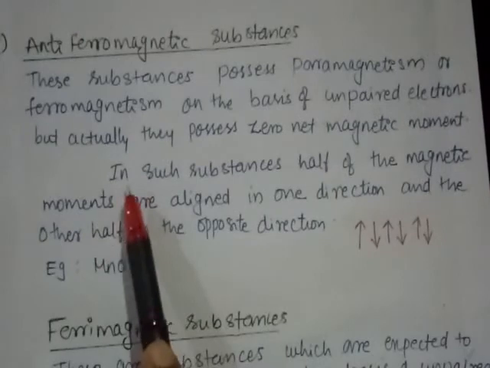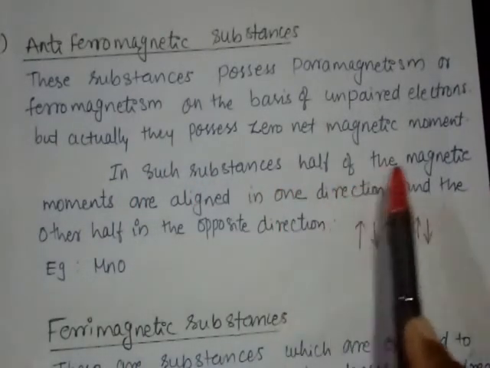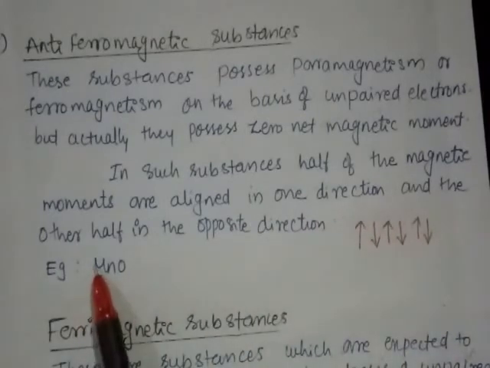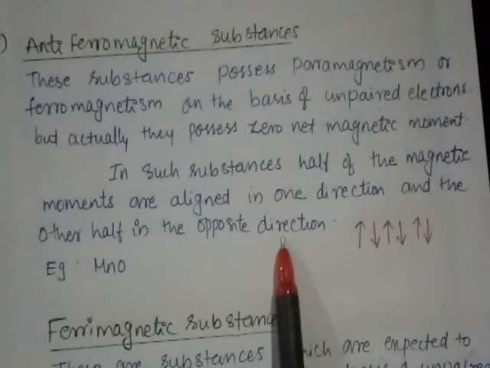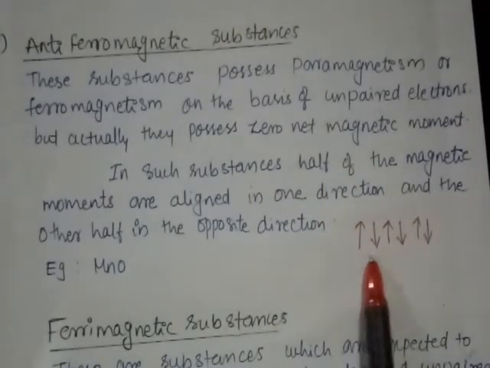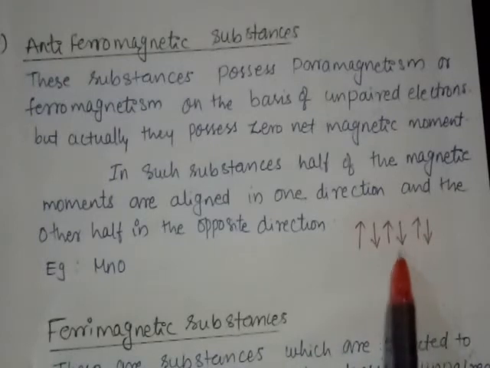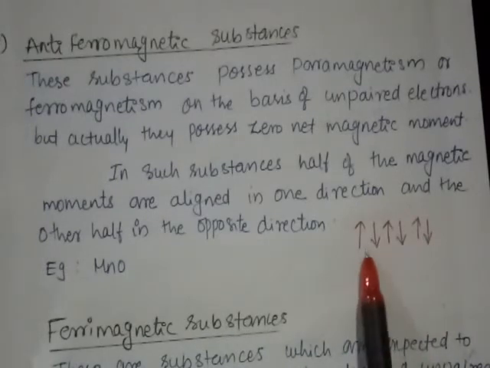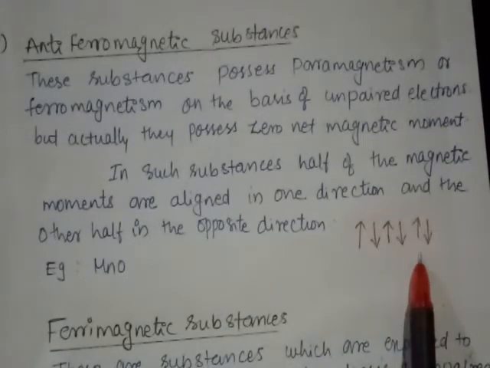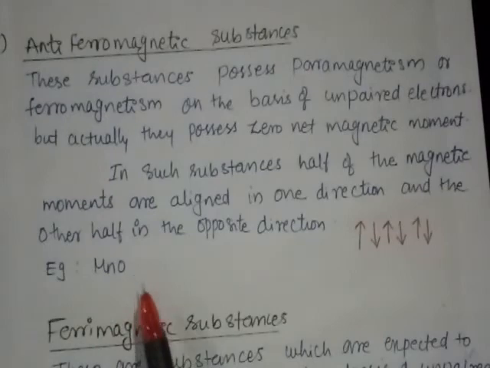Because in such a substance, the half of the magnetic moments are aligned in one direction and other half in the opposite direction. Okay. This is why they show zero magnetic moment. Look here, half of the magnetic moments are aligned in one direction and other are in the opposite direction. That's why they have zero magnetic moment. The example is MnO.